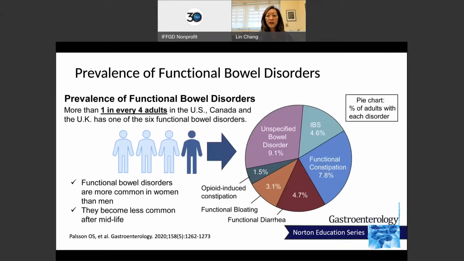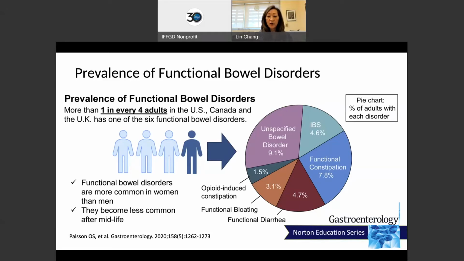So this shows the key results of a study done by Olafur Palsson and others, where the prevalence of functional bowel disorders, which we now call disorders of the gut-brain interaction, was assessed in the United States, Canada, and the United Kingdom. This used the Rome 4 criteria, which is a little bit more strict diagnostic criteria. But what you can see from this study is that 1 in every 4 adults in these countries has one of the 6 functional bowel disorders.